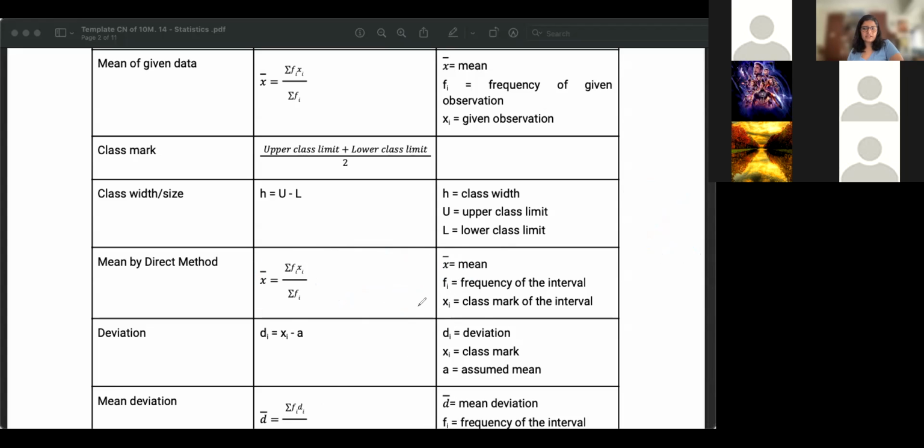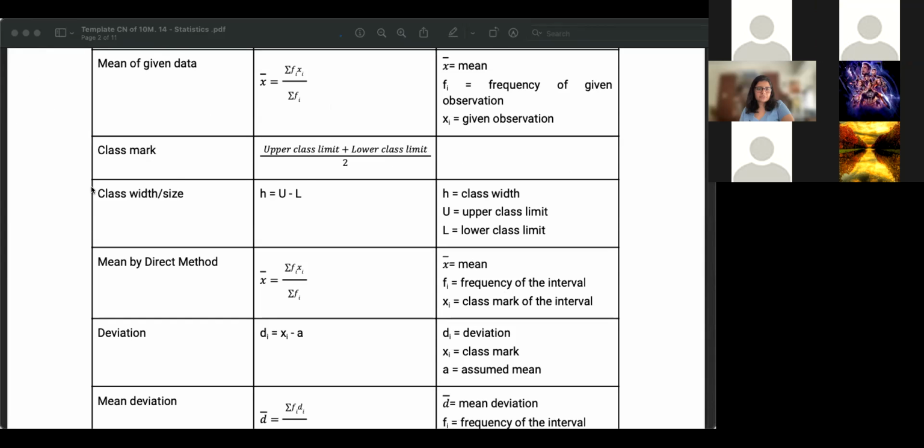Once you have noted this down, we will do one example problem based on this. Done noting it? Okay. Just keep your hands raised if you're done noting. Once everybody's done, then I can do that question.